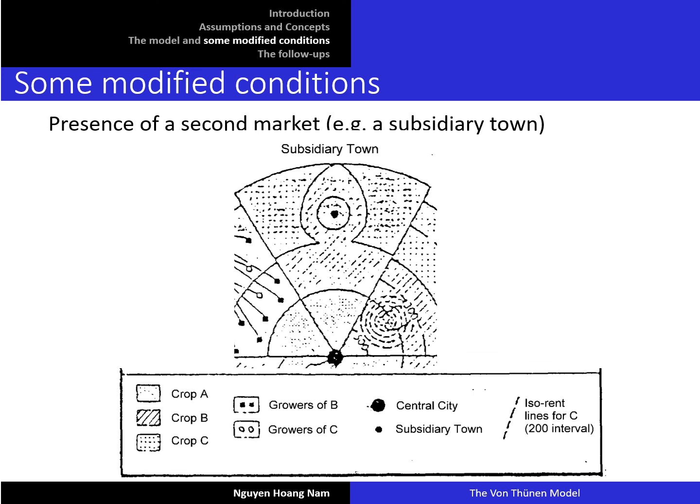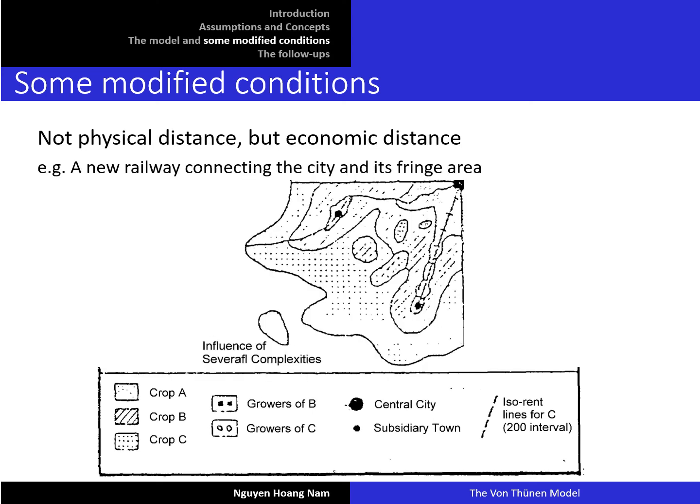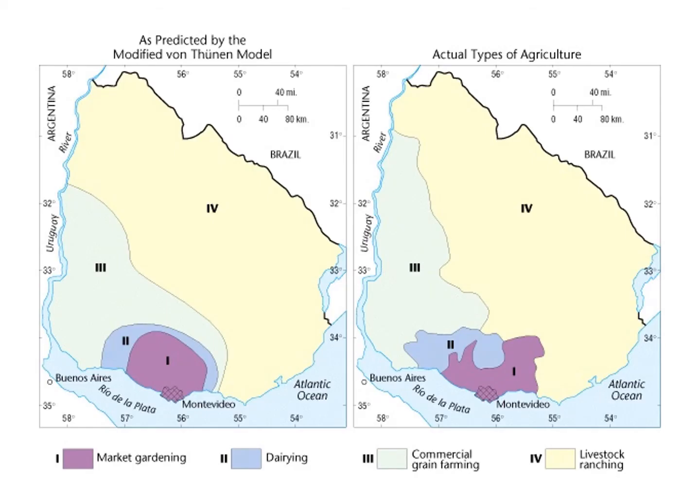It lowers the transport costs, and there are many other examples of the modified conditions that you can always read more about on the slides. And I just want to show you this because this is the real thing happening.